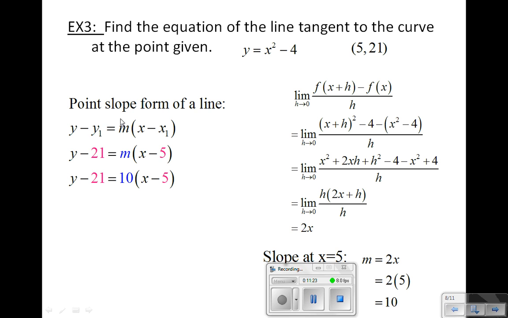Okay, so what I started with was the equation of a line in point slope form, and I plugged in my point (5, 21), and I need to figure out my slope, 10. Where did that 10 come from?